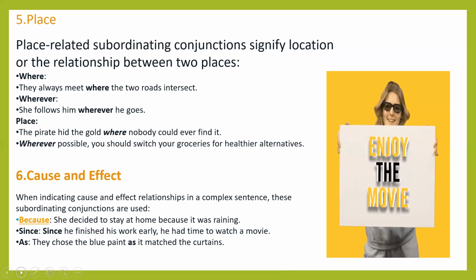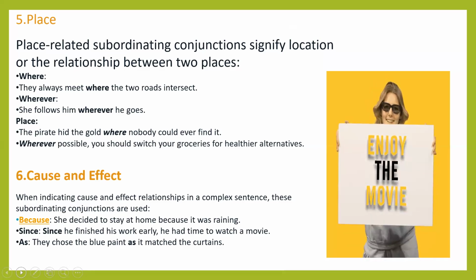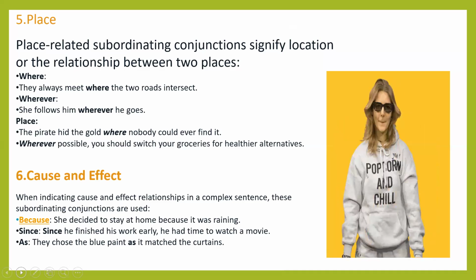For since: since he finished his homework early, he had time to watch a movie. As: they chose the blue paint as it matched the curtain. So for cause and effect, we have used three subordinative conjunctions: because, since, as, which indicate a cause and effect relationship in a complex sentence.